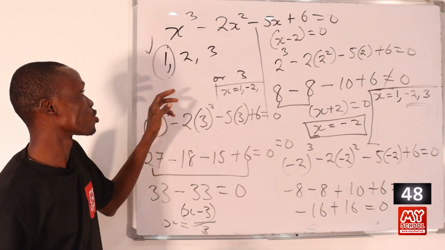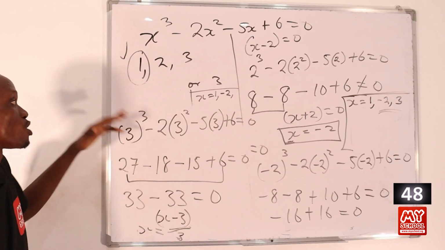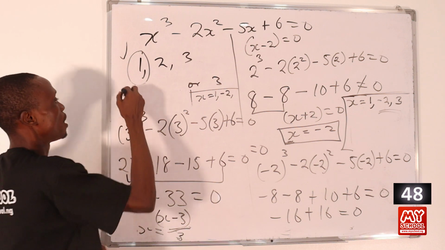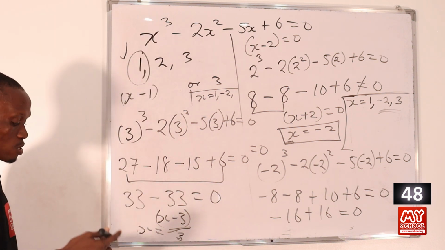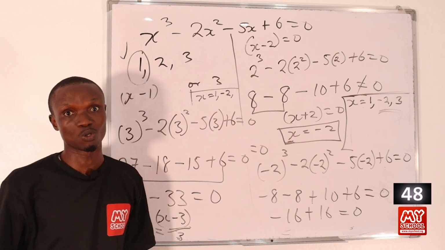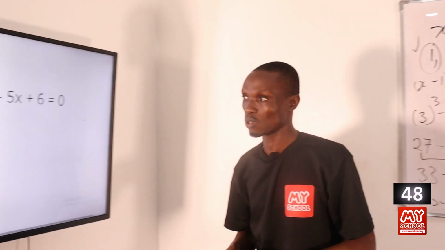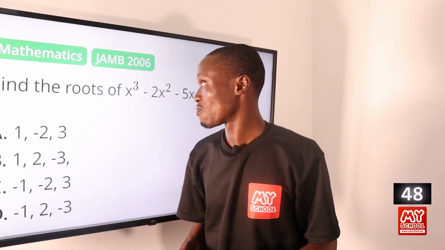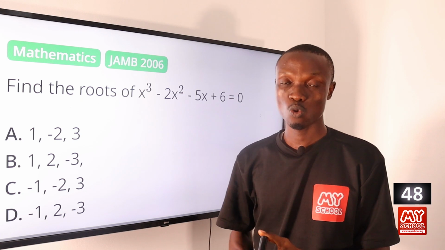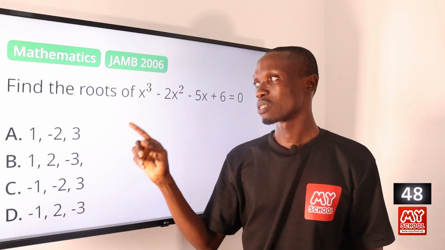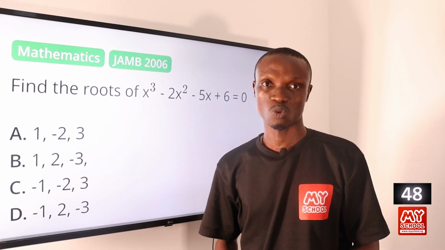But of course, since you have tried the first one, and you already know the factor for the first one, which is x minus 1, then you can do polynomial division if you can do that. So let's return back to the screen to pick the correct answer to this question, and that is option A. The values of x, or the roots, are 1, minus 2, and 3. So that makes option A the correct answer to this question.